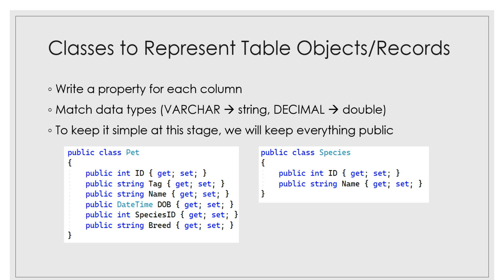The idea is we have classes, and they correspond to the actual table. So what we end up having is classes to represent those table objects and the different records and so on. The data types are not the same.